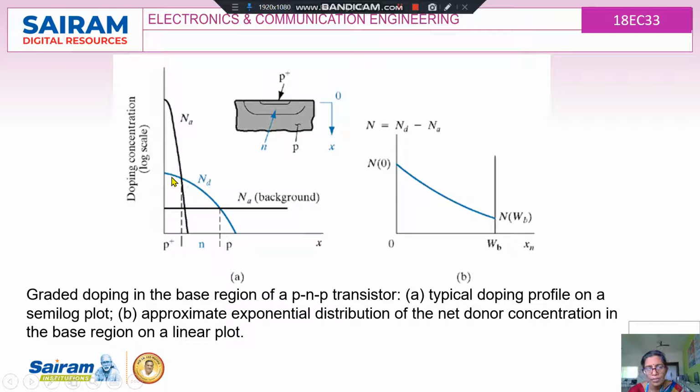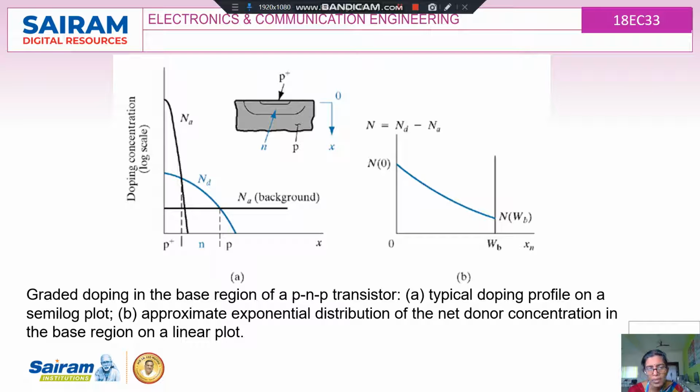When we assume that there is an exponential change in the doping concentration, the overall doping present will be given in this form. This is the doping due to the acceptors as well as the donors. So the approximate exponential distribution of the net donor concentration in the base region is given here. Since the base is N type, the maximum number of donors will be present here, so we will have more electrons in the base region.